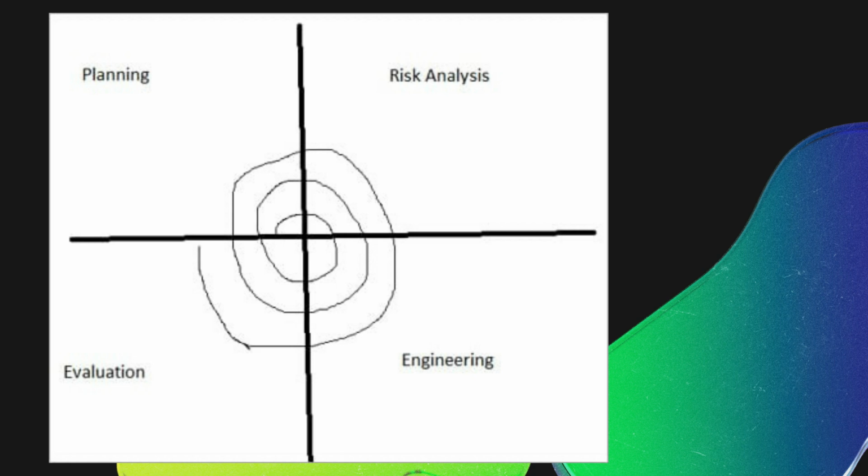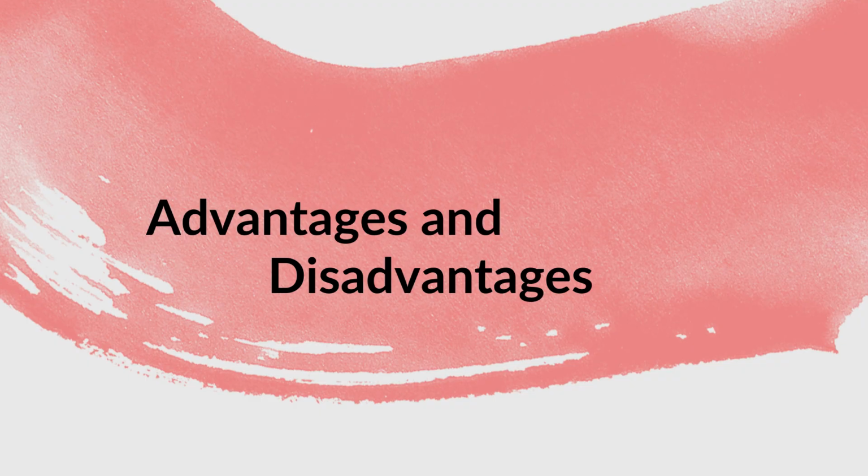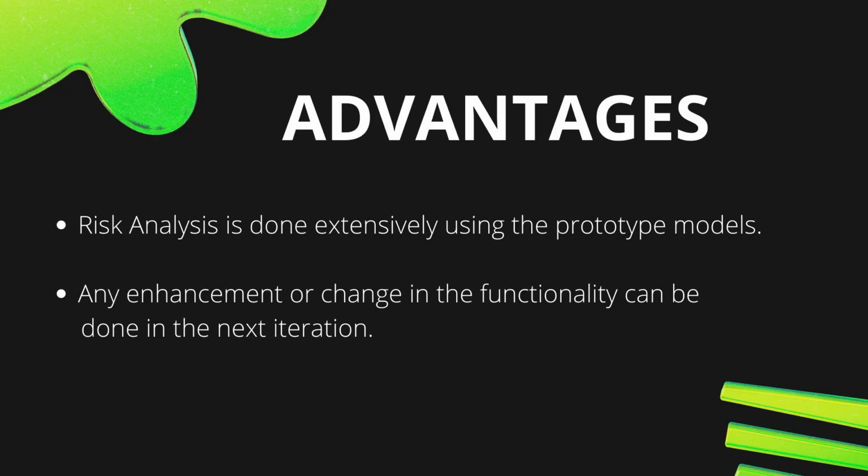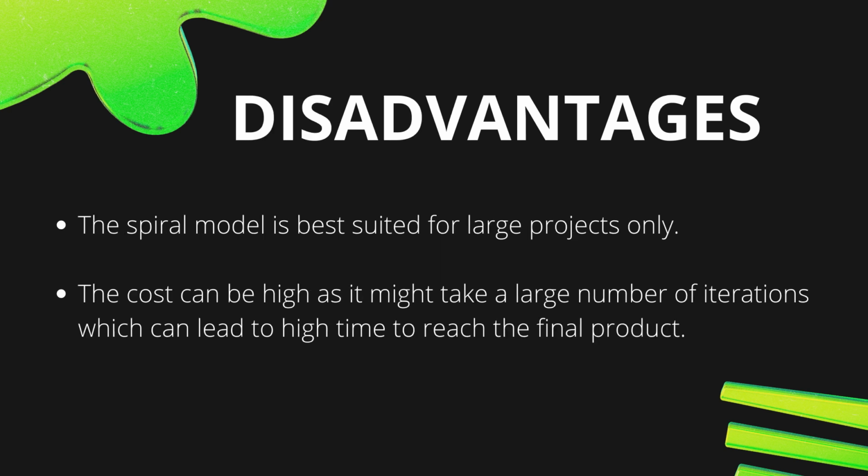The customer evaluates the developed system and plans for the next iteration. Here are the advantages and disadvantages of the spiral model. Risk analysis is done extensively using the prototype models. Any enhancement or change in the functionality can be done in the next iteration. The disadvantages of the spiral model are that it is best suited for large projects only. The cost can be high as it might take a large number of iterations, which can lead to high time to reach the final product.